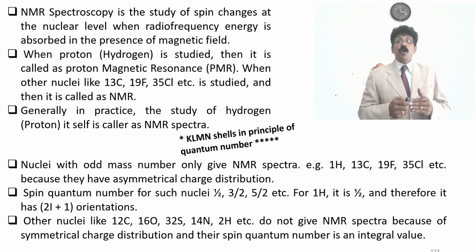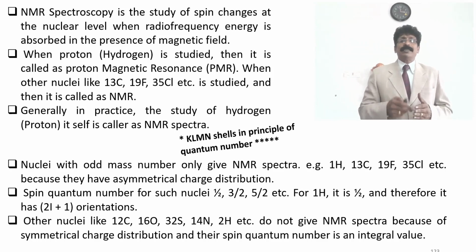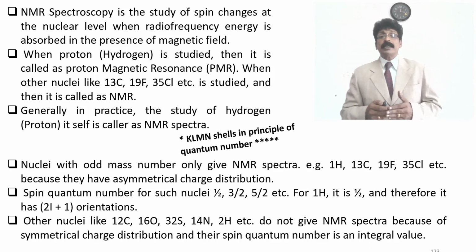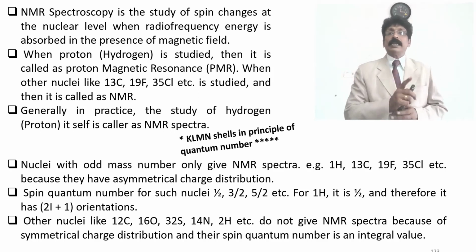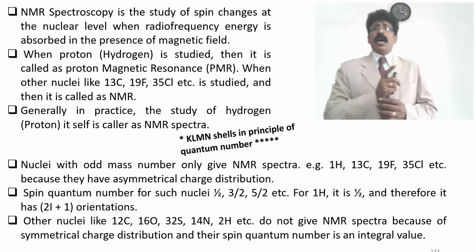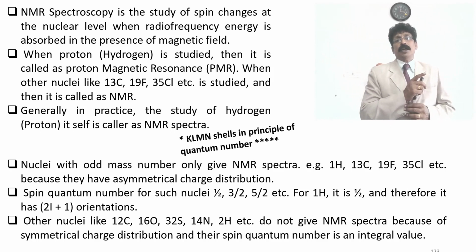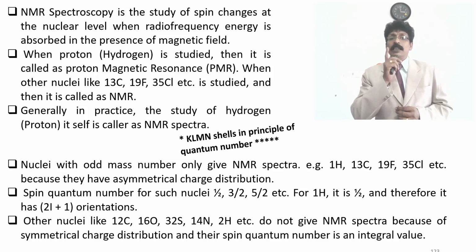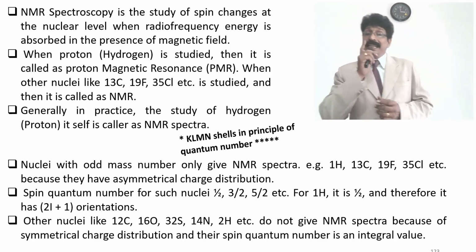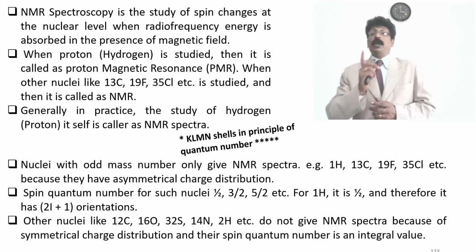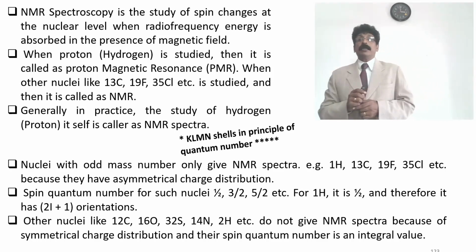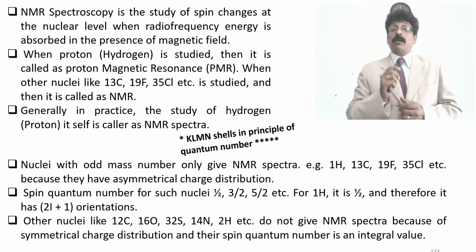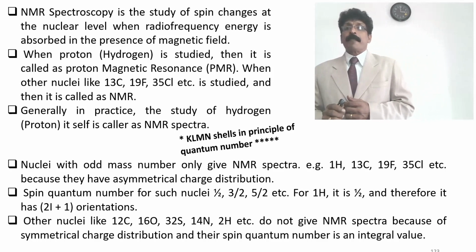Other nuclei like 12 carbon, 16 oxygen, 32 sulfur and 14 nitrogen do not give NMR spectra because of symmetrical charge. They have neutral, symmetrical charge distribution, and their spin quantum number is an integral value. So nuclei with odd numbers, such as proton, carbon, fluorine and chlorine, can be determined.